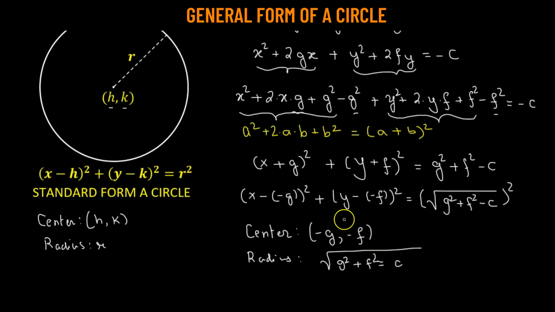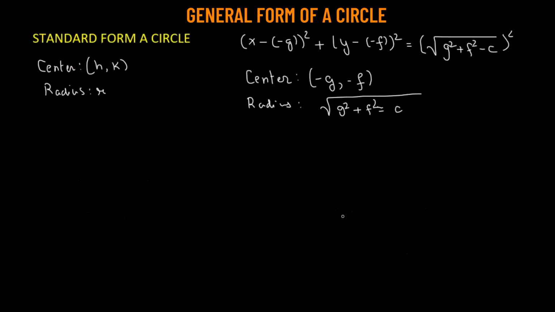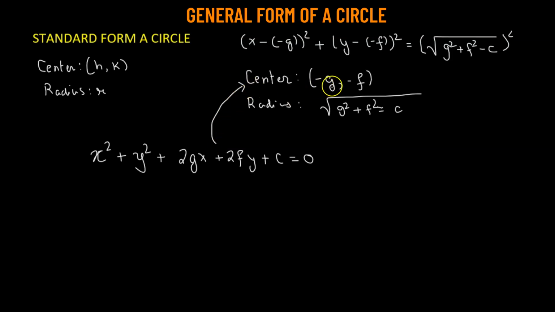Right? Now we can use the general form. So if we have a circle whose general equation is given by x squared plus y squared plus 2gx plus 2fy plus c equals 0, then the center of this particular circle is going to be given by the coordinate (negative g, negative f), and the radius is going to be the square root of g squared plus f squared minus c.